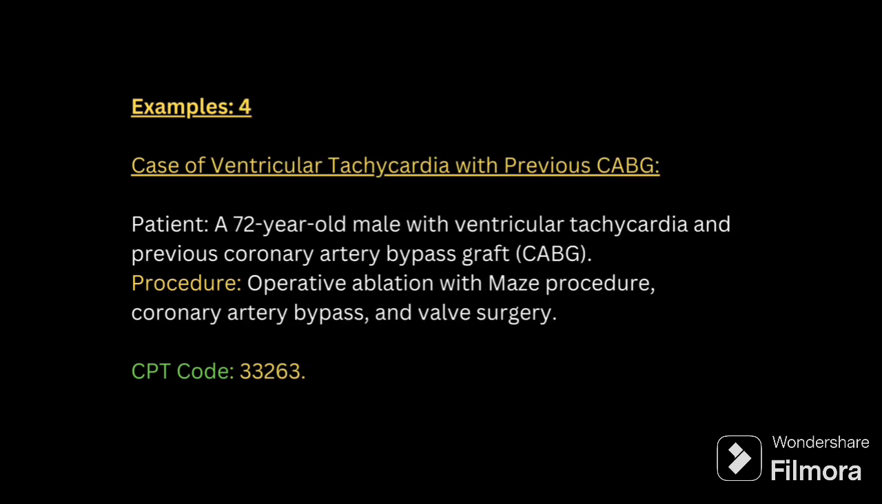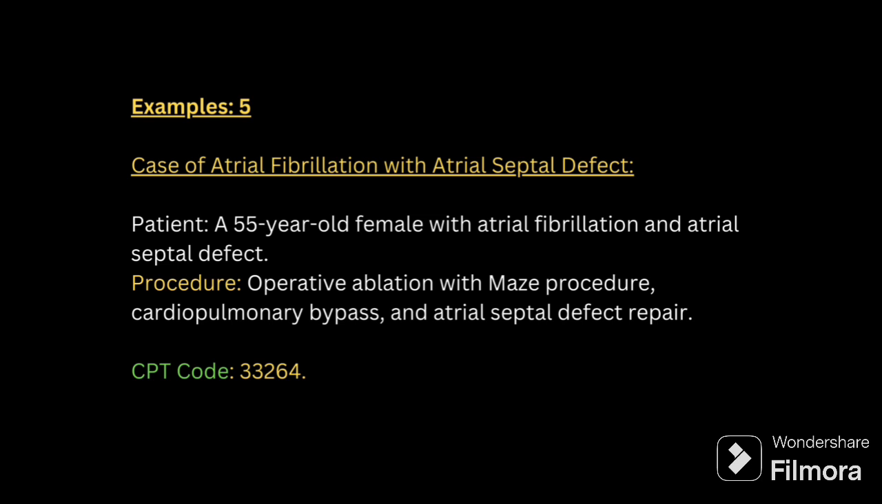Example 4, case of ventricular tachycardia with previous CABG. A 72-year-old male with ventricular tachycardia and previous CABG. Procedure done here is operative ablation with maze procedure, coronary artery bypass and valve surgery. Code series 33263. And example 5, case of atrial fibrillation with atrial septal defect.